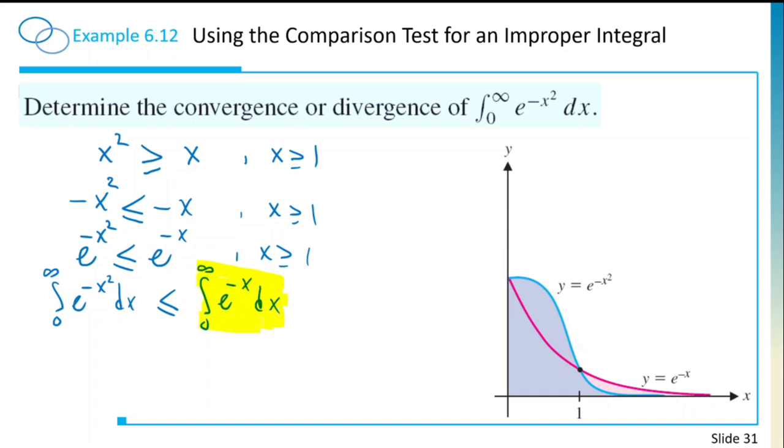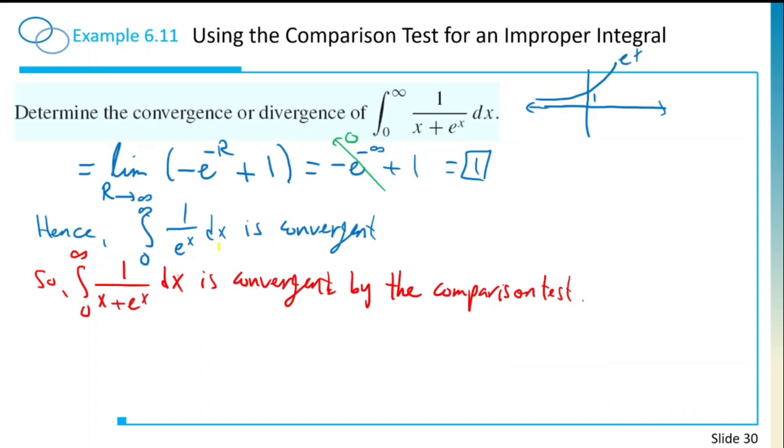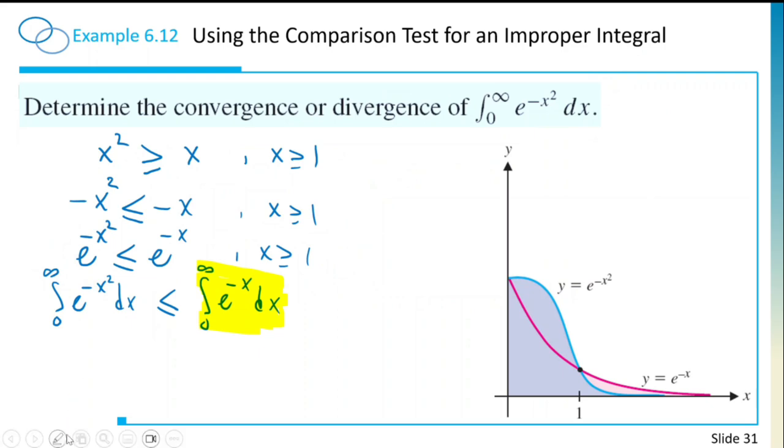Now I'm interested in this one to be what? To be convergent. Notice that this is exactly the same integration that we already calculated in 6.11 and it was convergent. So this larger one is again convergent, by example 6.11. It converges to 1.